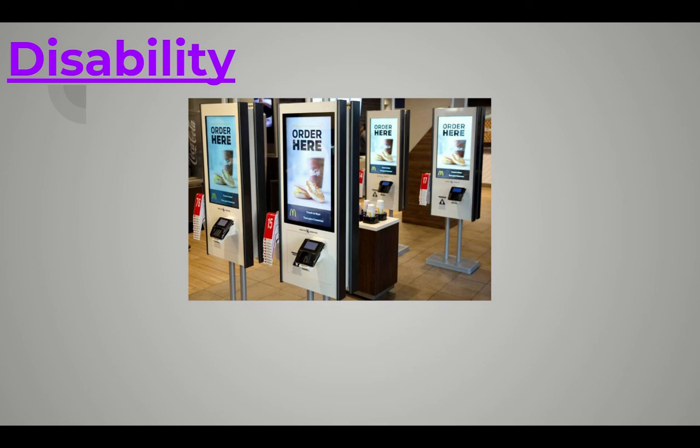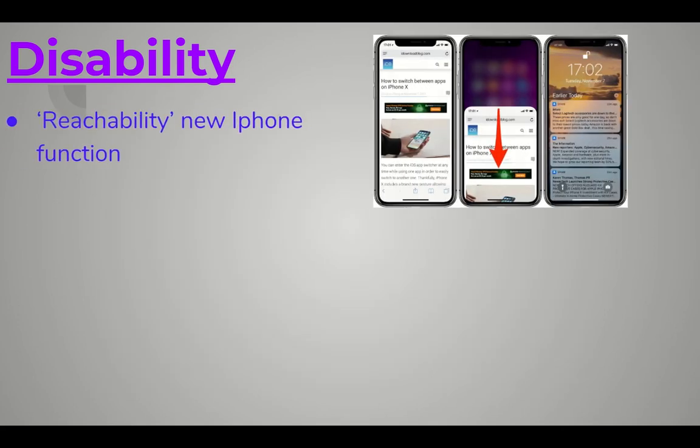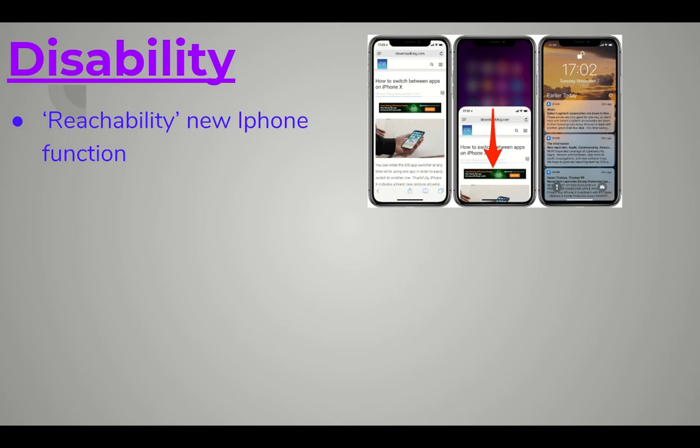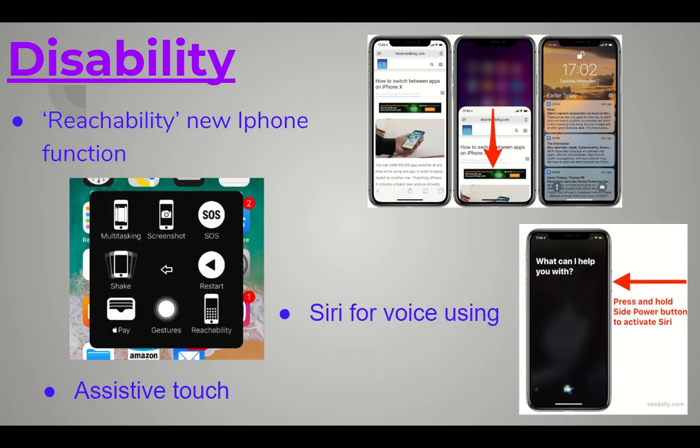Similarly, Apple did something with their phones where you can double tap the home button to lower the screen. And speaking of Apple, Apple's iOS has many features to help people with certain needs, such as their reachability function I just mentioned. They have Siri to help visually impaired people and AssistiveTouch to provide more disability-friendly functions to the iPhone operating system.